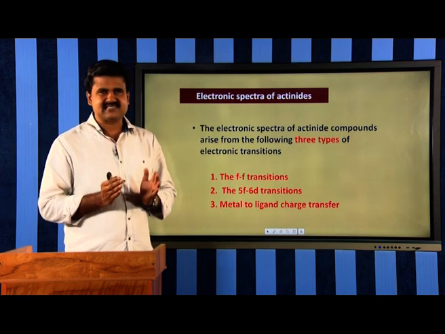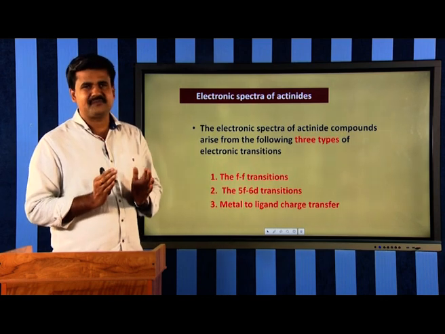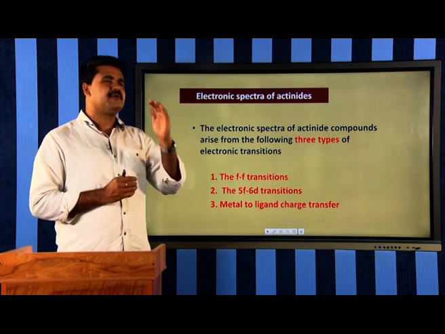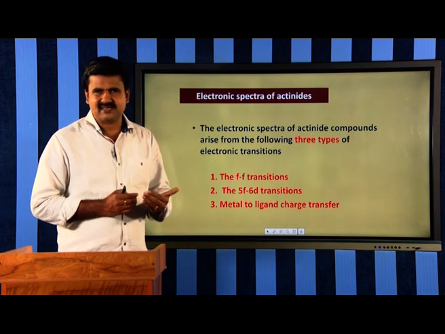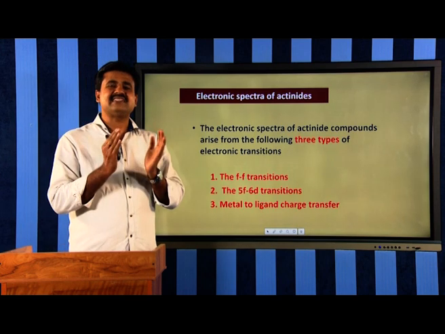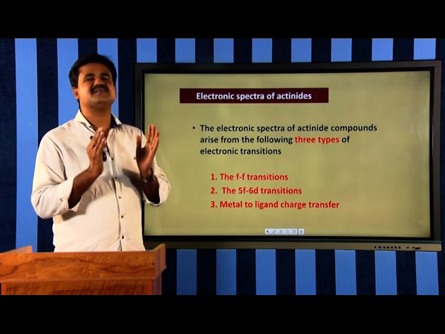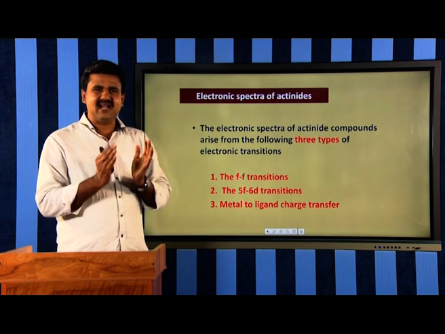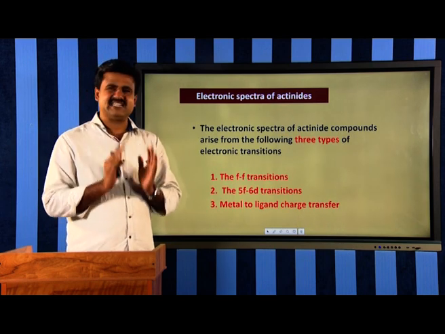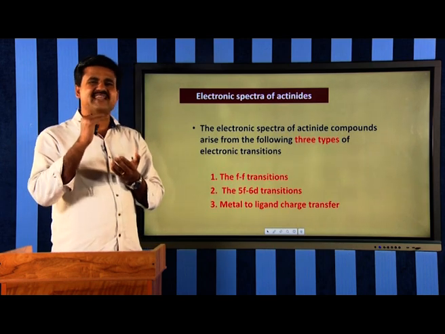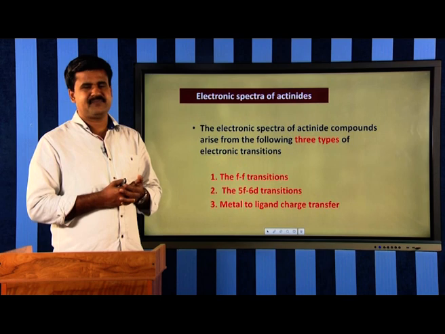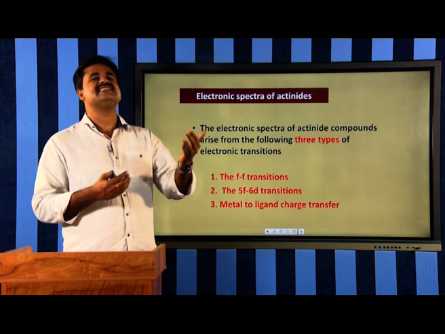Electronic transition means transition of an electron from a particular low energy level to a high energy level. For the electronic transition to occur, some energy is required, and that energy is absorbed from visible light. So, visible light falls on a particular lanthanide ion or atom. An electron situated in a particular energy level absorbs that energy and gets excited. As a result of the excitation, energy is absorbed.